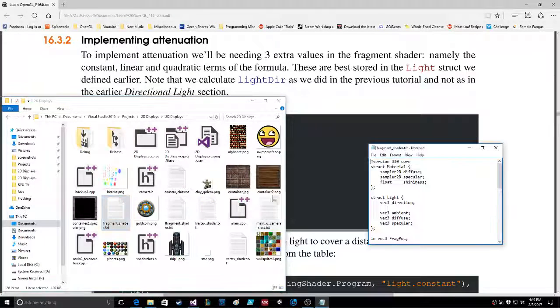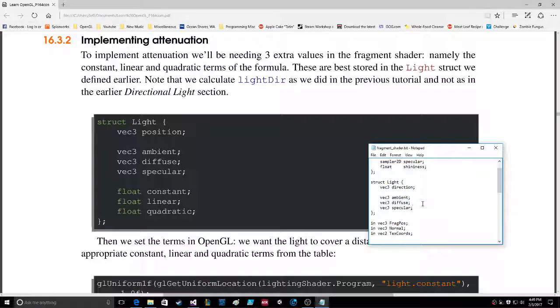The fragment shader. Oh, and we're going back to position, I see. Position instead of direction. Let's put the direction in there still, but comment it out. That way it'll still be something I can fondly remember. Constant, linear, quadratic. Okay, good. There we go.